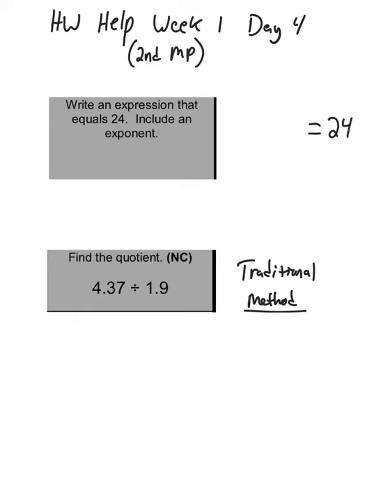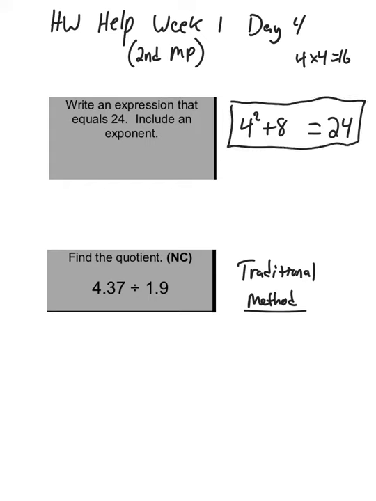Let's say, for example, I use 4 squared. Now 4 squared, remember, is 4 times 4, which is 16, right? So how would I get to 24? I could do 16 plus 8, and I get to 24. This is one example.